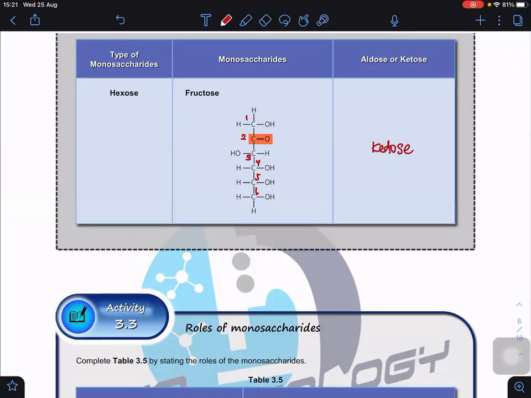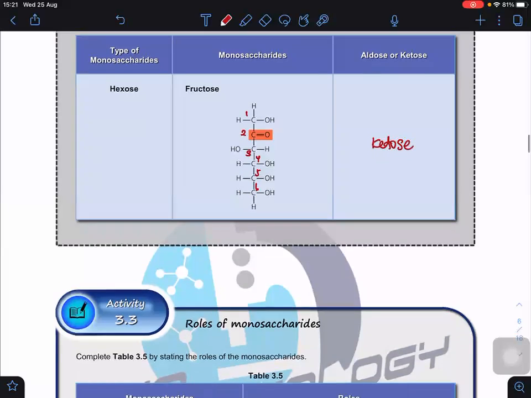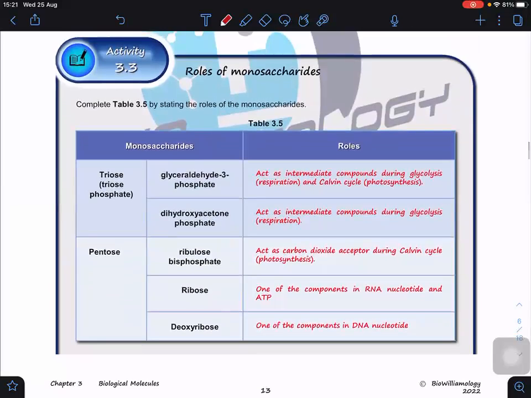So what are the roles of these monosaccharides? If you look at this table, triose phosphate is a triose with an additional phosphate group, because trioses don't have a definite function. They must attach to something. So triose alone doesn't have any function, but when it attaches to phosphate, both glyceraldehyde 3-phosphate and dihydroxyacetone phosphate are termed triose phosphate. They act as intermediate compounds during glycolysis, so during respiration, and the Calvin cycle during photosynthesis. So they are intermediate compounds.